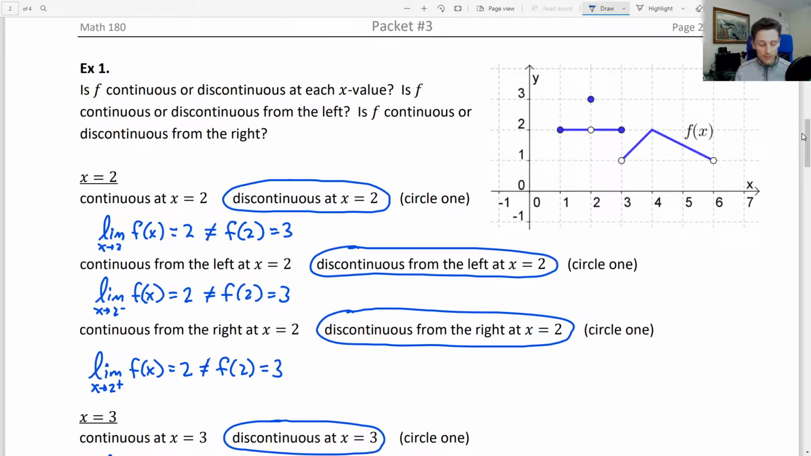But you definitely, for these examples, need to make sure to explain why, by the definition of continuity, by the limit definition of continuity, why the graph or the function is discontinuous or continuous. You'll have to show it either way.